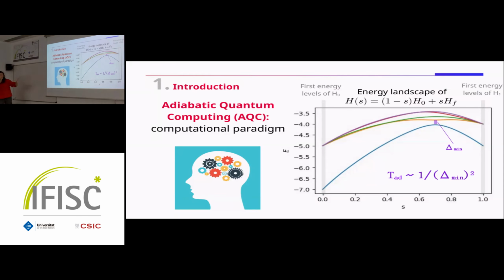Yes. Is everybody clear on what this landscape, what this graph is showing? Because this is kind of very intuitive, but okay, I can say it better. These are just the lowest energy levels of this Hamiltonian as you interpolate from the first Hamiltonian, the initial Hamiltonian, to the last one. And this would be how these energy levels change.